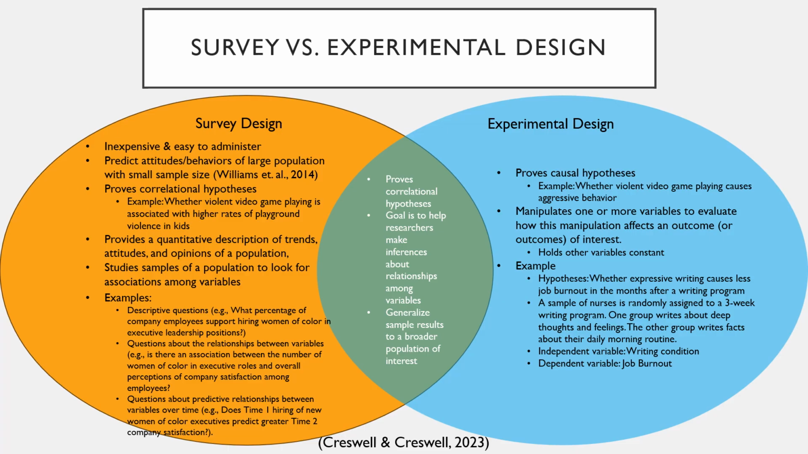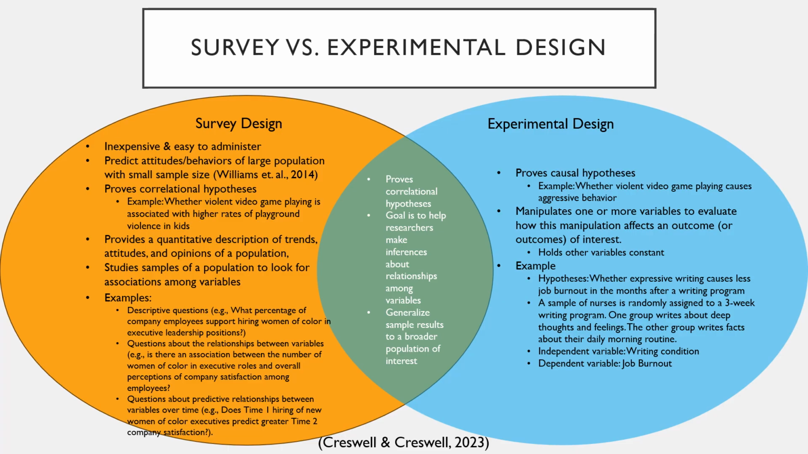The differences are that the survey design is typically more inexpensive and easy to administer than an experimental design. A survey design also predicts attitudes or behaviors of a large population with a small sample size. And a survey design proves correlational hypotheses, like I described both of them do, whereas an experimental design can also prove causal hypotheses. For example, whether violent video games playing causes aggressive behavior. Whereas if you looked at the correlational hypotheses, it would be whether violent video game playing is associated with higher rates of playground violence in kids.